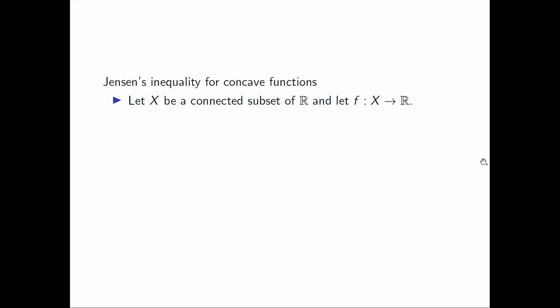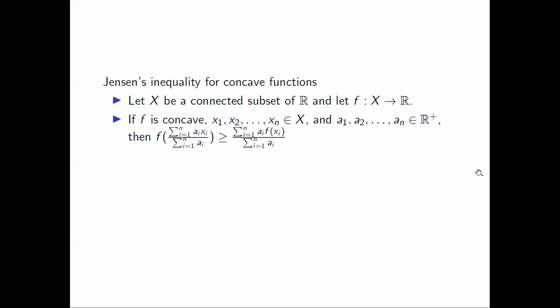Now for concave functions, the statement of Jensen's inequality will be very similar. It's just going to have the inequality flipped. So the setup will be the same. We'll have a connected subset X of the real line, and f will be a function from X to the reals.